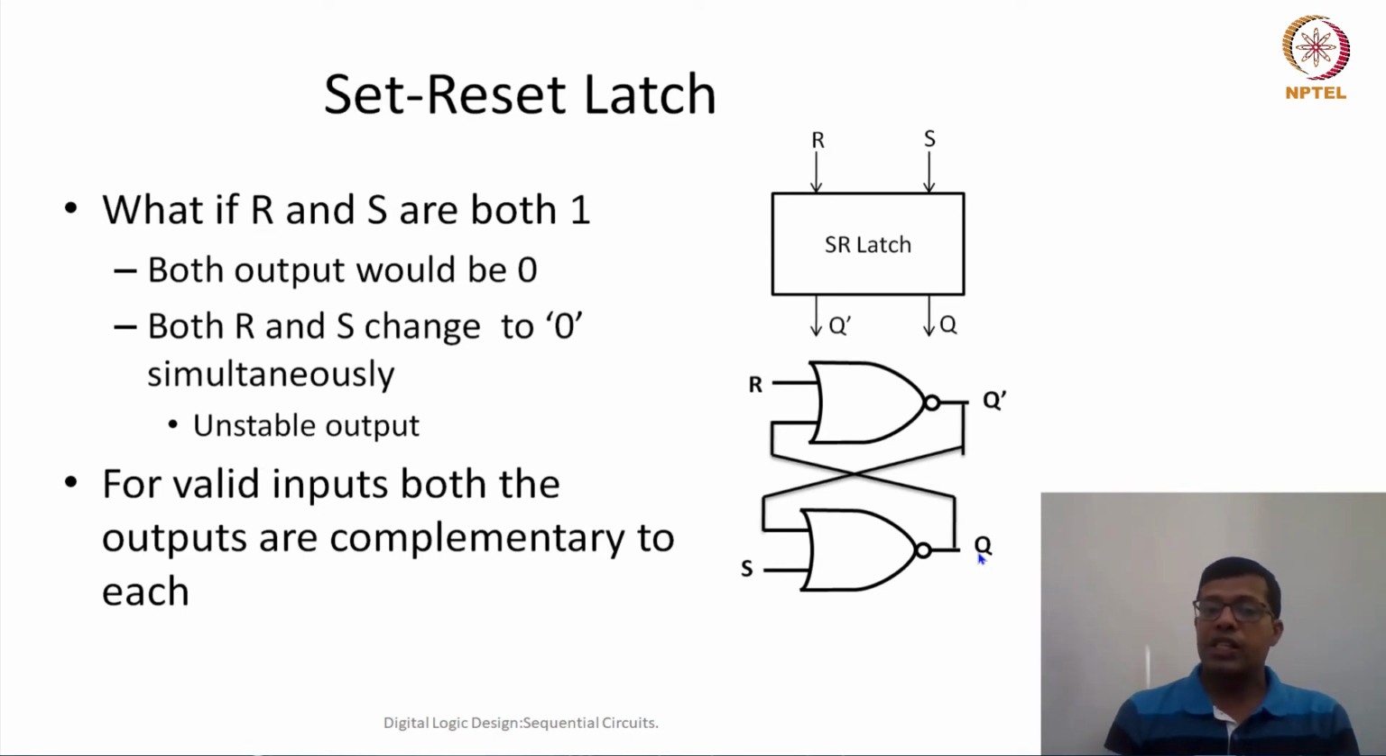Why is it called a race condition? Because both of these NOR gates are racing ahead, racing against each other. Let's say one of them is a little faster than the other, then it will converge to either 1 or 0. We don't know whether it will converge to 1 or to 0. It depends on the delay of the individual gate.